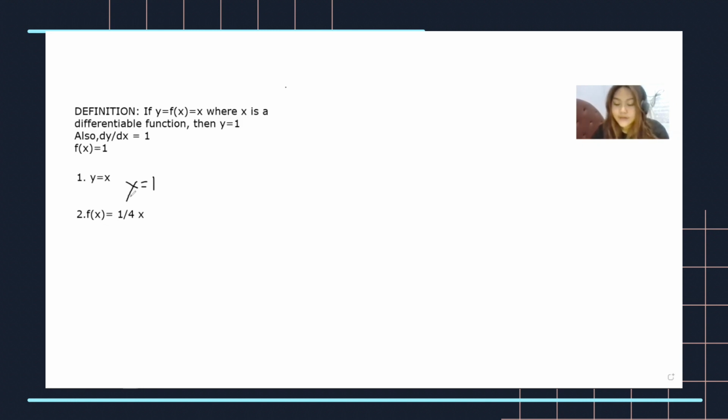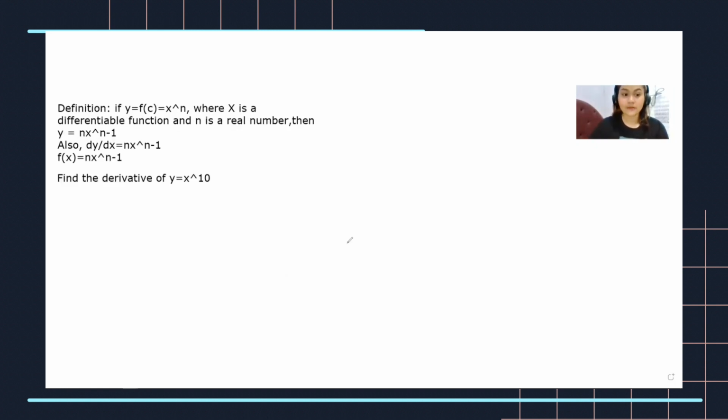Remember that the derivative of the identity function is equal to 1. Likewise, the derivative of the function in the first degree is equal to its given numerical coefficient. There is an imaginary one here. That's why it becomes 1. And then for the second example, f of x is equal to 1/4.